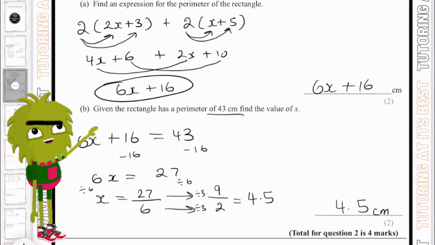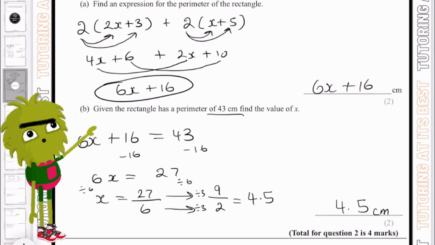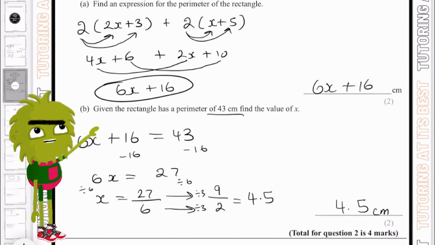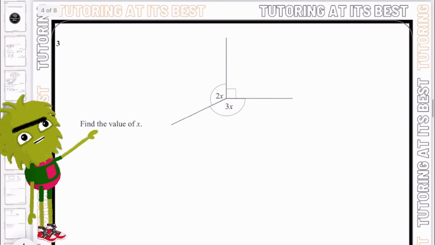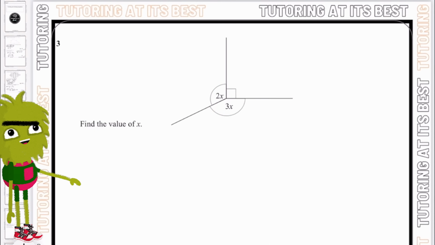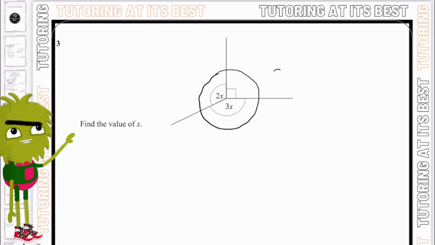I hope the first two questions were clear, and I hope you can see the steps that we're taking to isolate x, make it the subject, and get our value. Okay, question number 3. Find the value of x. Well, what's the first rule that we know? The first rule here is that a full circle adds up to 360 degrees.